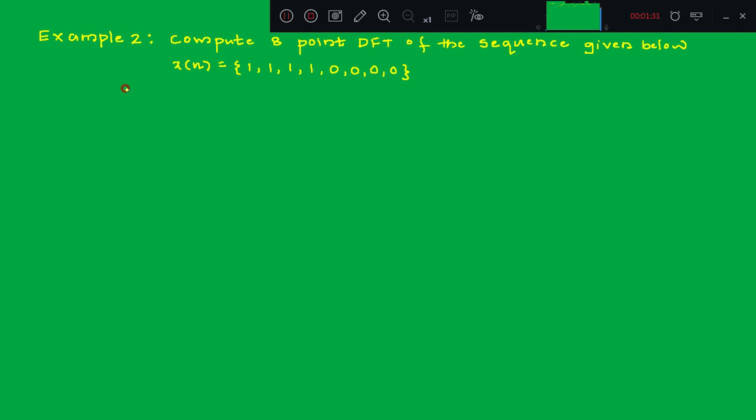So let us start. The length of the sequence is capital N equal to 8. Then we write down the definition of DFT: x of k is equal to the summation from n equal to 0 to N minus 1, that is 8 minus 1 which is 7, of x of n multiplied by the twiddle factor W8 raised to k into n. Let me consider this as equation number 1, right?